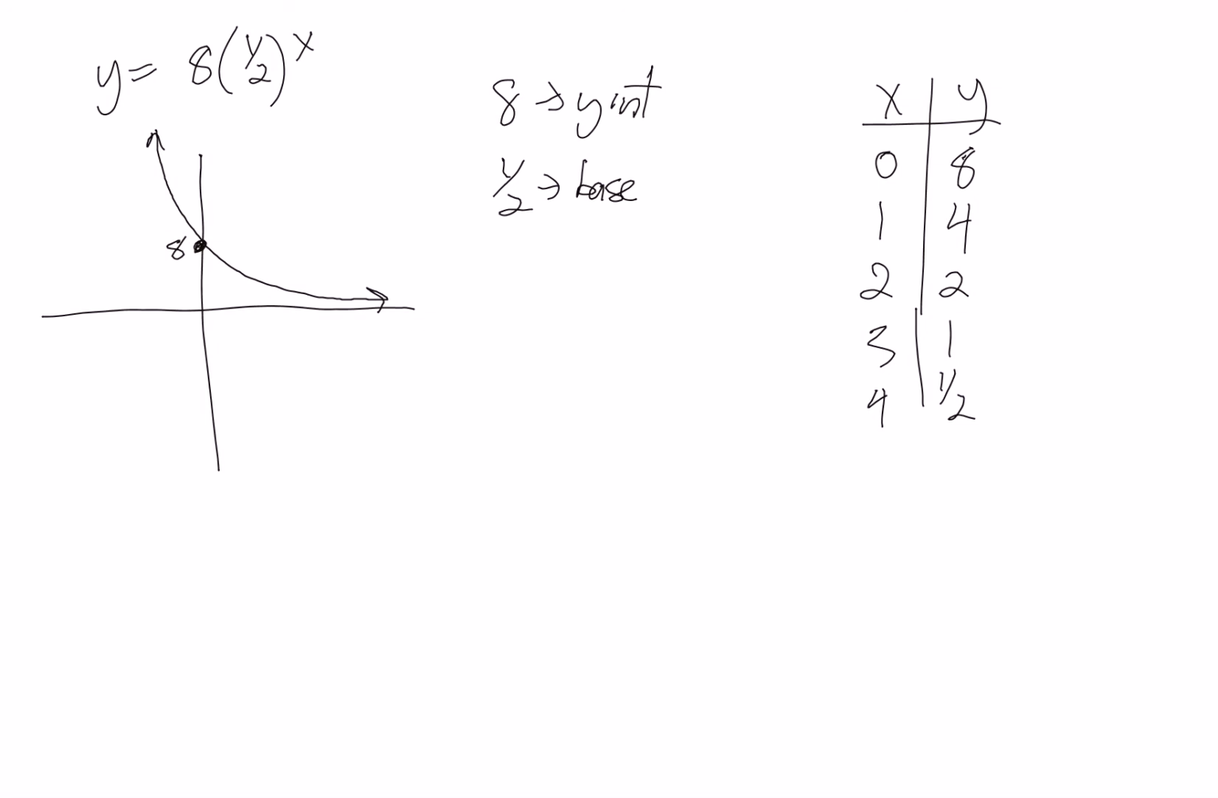Okay, so that's it for the exponential graph. So it works pretty simple. The front number is where you're starting, and the number in brackets is what you're multiplying by each time as you change.